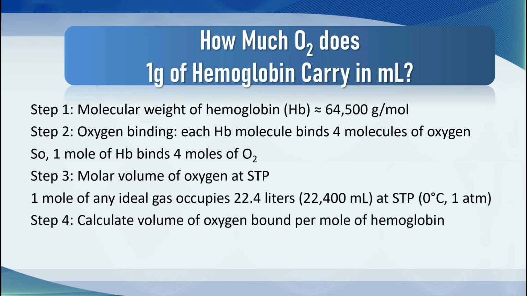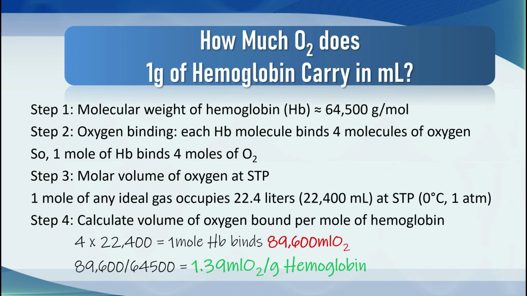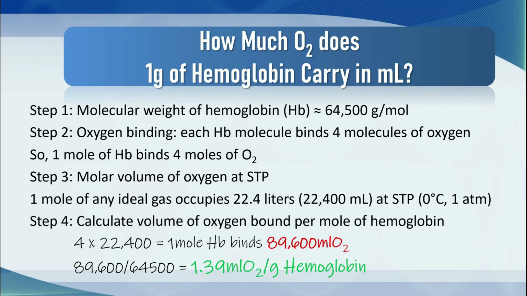So we can calculate out the volume of oxygen bound per mole of hemoglobin, and this is really simple because it's 4 times 22.4 liters. So 1 mole of hemoglobin binds 89,600 mils of oxygen. If we divide that by the molar mass of hemoglobin, it's 89,600 divided by 64,500, and that works out at 1.39 mils of oxygen per gram of hemoglobin.